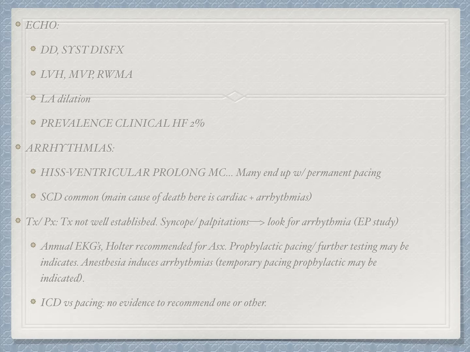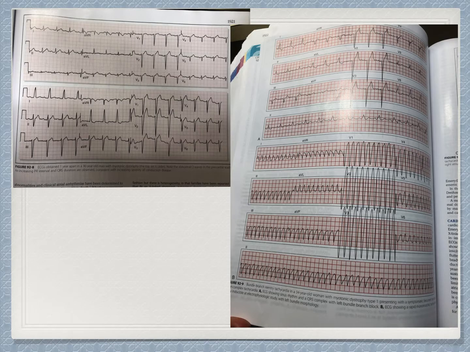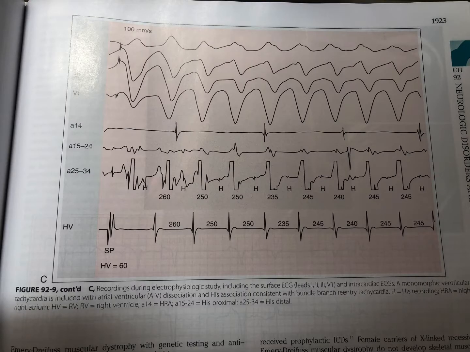The arrhythmias are usually secondary to His-ventricular prolongation. Many of these patients end up with permanent pacing, and this is a good indication since they could have sudden cardiac death. These are alterations you can find here, with prolongation of conduction and patients with ventricular tachycardia and ventricular arrhythmias on the right. This is an electrophysiologic study showing how the patient has a ventricular arrhythmia.